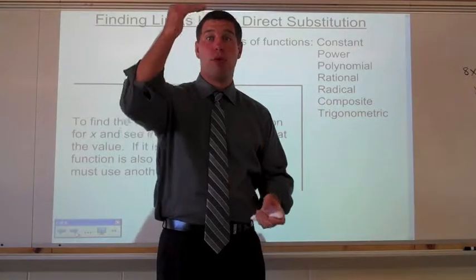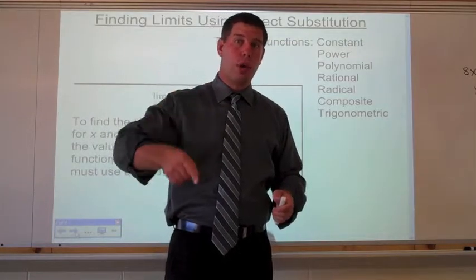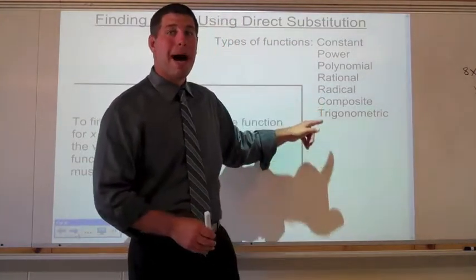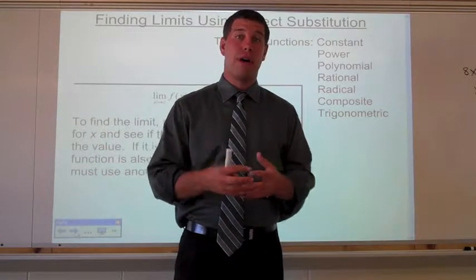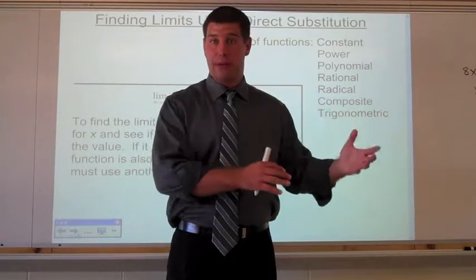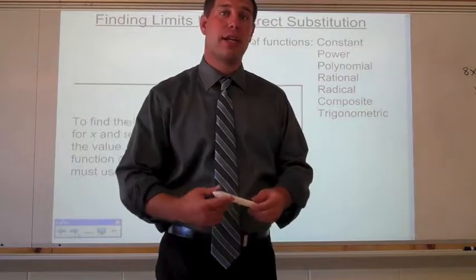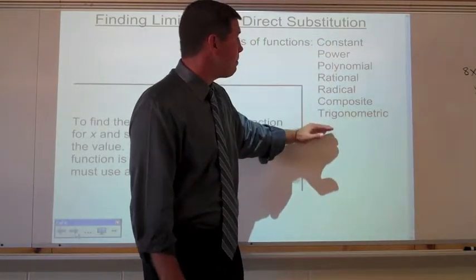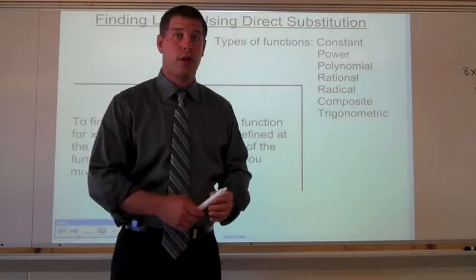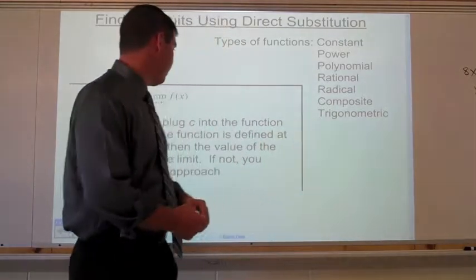Rational function, where you have a numerator and denominator. A radical function, where you have a root: square root of a function, cube root of a function, 10th root of a function. A composite function, where you have a function within a function, for instance the square root of 5x to the 5th, something like that. Or a trig function: sine, cosine, tangent, secant, cosecant, cotangent. For all these types of functions, the first thing you want to try is direct substitution. Plug c into the function to see if you get a value.